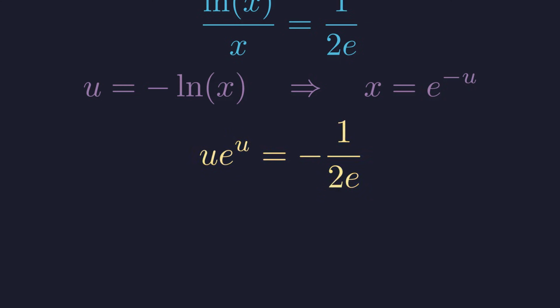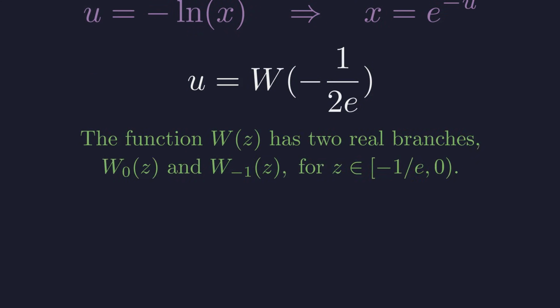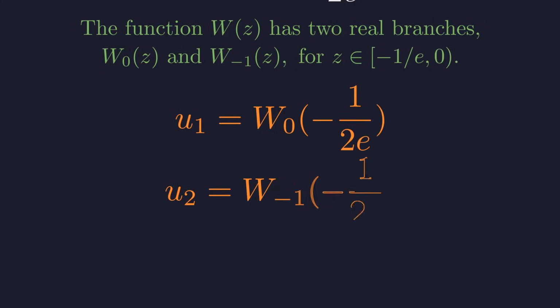By definition of the W function, we can solve for u. So u equals W of -1 over 2e. Here's something interesting. For inputs between -1 over e and 0, the W function actually has 2 different real values, called branches. Our argument falls right in this range, so we get 2 solutions for u. One from the principal branch, W sub 0, and one from the secondary branch, W sub -1.